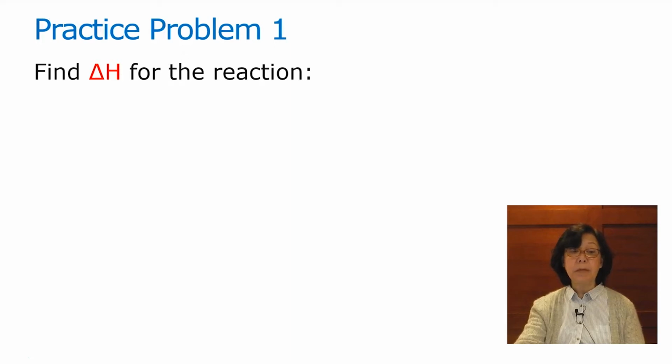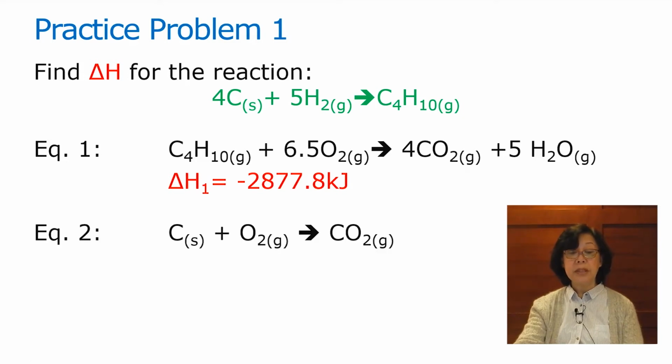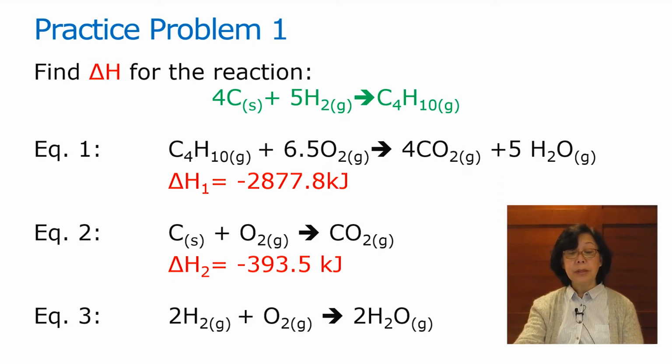Practice problem number 1. Find the enthalpy change for the reaction of 4 moles of carbon reacting with 5 moles of hydrogen to form butane. Now we're given 3 equations. The first one, combustion of butane. The second one, combustion of carbon. And the third one, the combination of hydrogen and oxygen to form water.